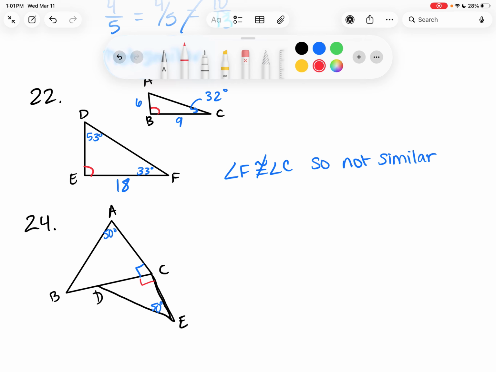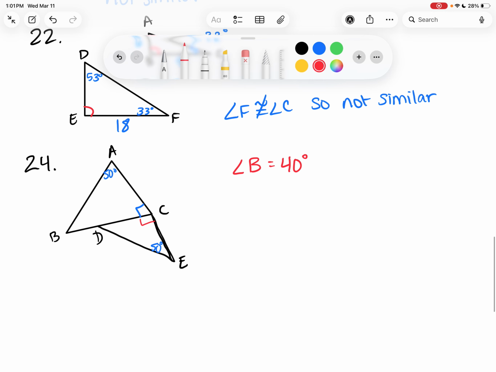What would the angle measure for angle B be? Like, what is it equal to? 40 degrees? 50 plus 90 is 140. 180 minus 140 is 40. Is angle E 90 degrees? E is 50. Oh, is A 50? A is 50. A and E are 50, and then C is 90 on both sides. So then angle D also has to be 40 degrees. And so then we would say, yes, these are similar.